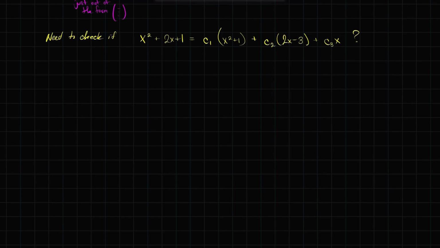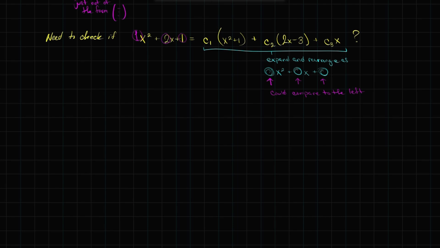Now it's to my advantage to expand this. Let's expand and rearrange as something x squared plus something x plus something, because then I can compare these entries to the left, where I've got a 1, then a 2, and then a 1. So I can compare those three to what's on the left-hand side. Let's expand and rearrange the right-hand side.